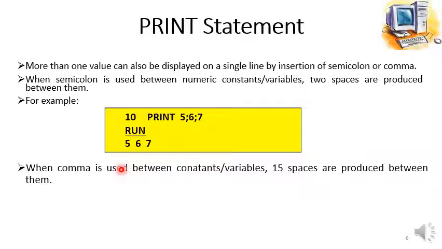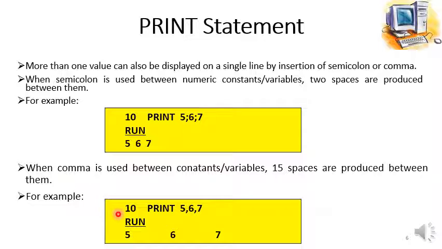When comma is used between constants and variables, 15 spaces are produced between them. So let's have examples. Here the same example in which we are displaying 5, 6 and 7 on the same line, but instead of semicolon we are using comma. Here we are using comma, which will give you 15 spaces between the two numbers. 5 is printed, and then this comma produces 15 single spaces, and then 6 is displayed, and then another comma produces 15 spaces, and then 7 is displayed. So this is how you can print values on the same line.